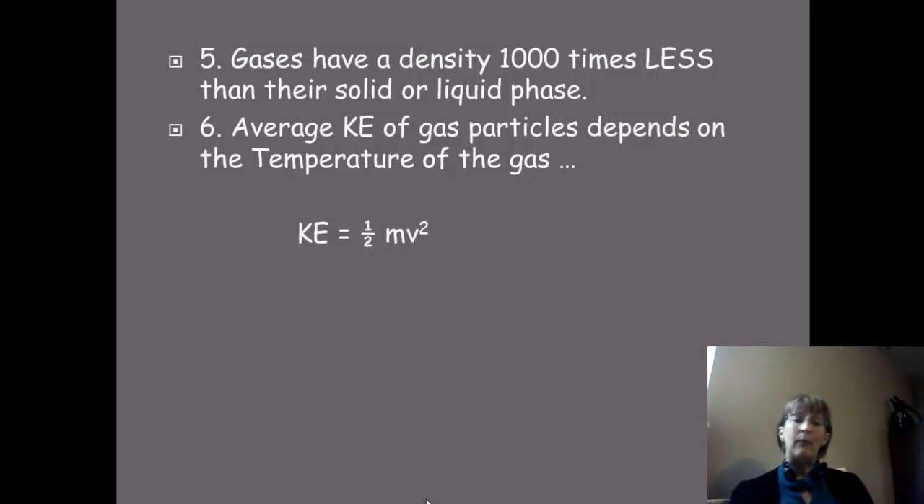And number 6, the average kinetic energy of gas particles depends on the temperature of the gas. And again, if you look right here, we have that equation. Kinetic energy is equal to 1/2 times the mass times the velocity squared. Since we're talking about one particular gas, we don't change the mass of the particles. Really, then we talk about how fast the particles are going. So it's really the speed, the velocity of the particles that is measured, in a roundabout way, when we talk about temperature.